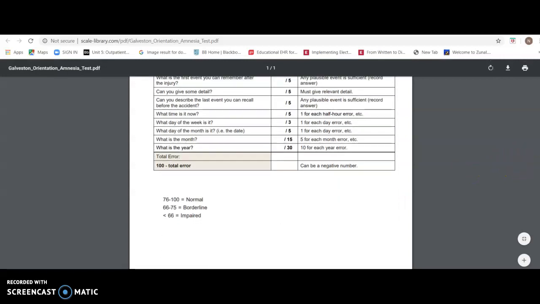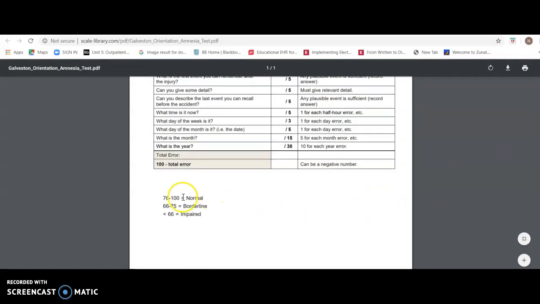Finally, to see where your patient is, look at the outcome. 76 to 100 is normal. 66 to 75 indicates borderline. Less than 66 is impaired.